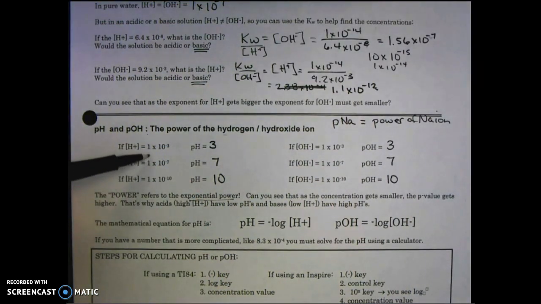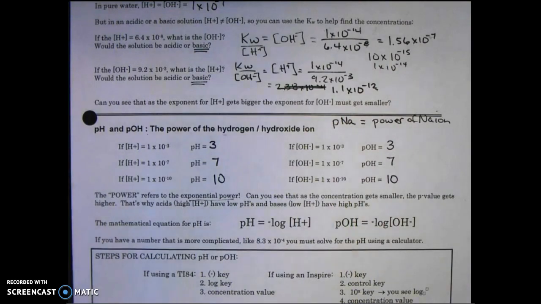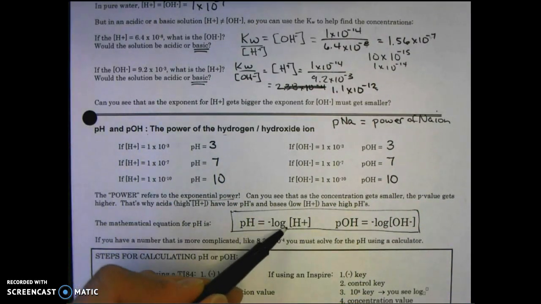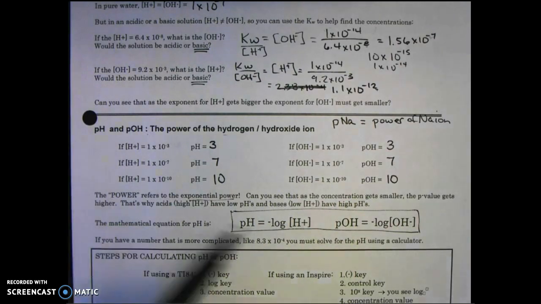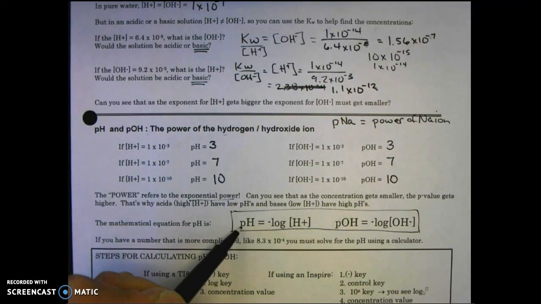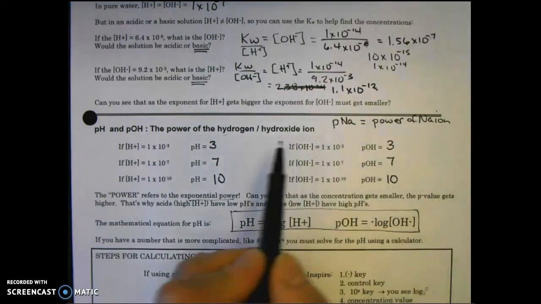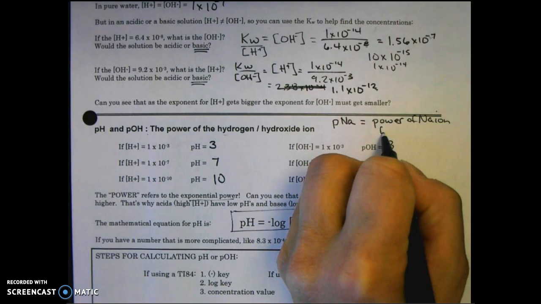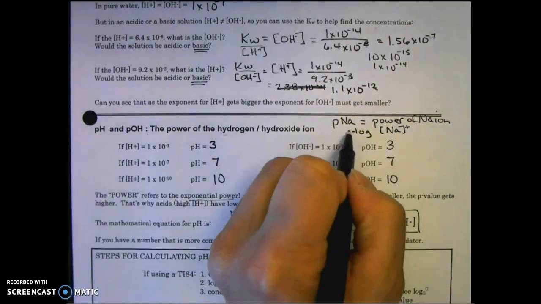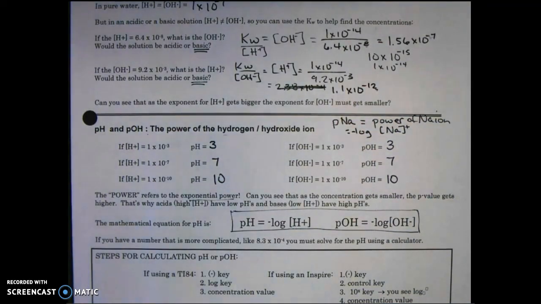Now, not everything's going to be nice and pretty, like 1 times 10 to the whatever. So we've got to have an equation that lets us get there. So here's the actual numerical equation, or the algebraic equation, for pH. pH is equal to the negative log of the hydrogen ion concentration, or pOH is equal to the negative log of the hydroxide ion concentration. So in both cases, we're taking the concentration and converting it to a p-value, kind of like I could do up here. So the pNa is really equal to the negative log of the concentration of Na plus. So how do you do that on your calculator?